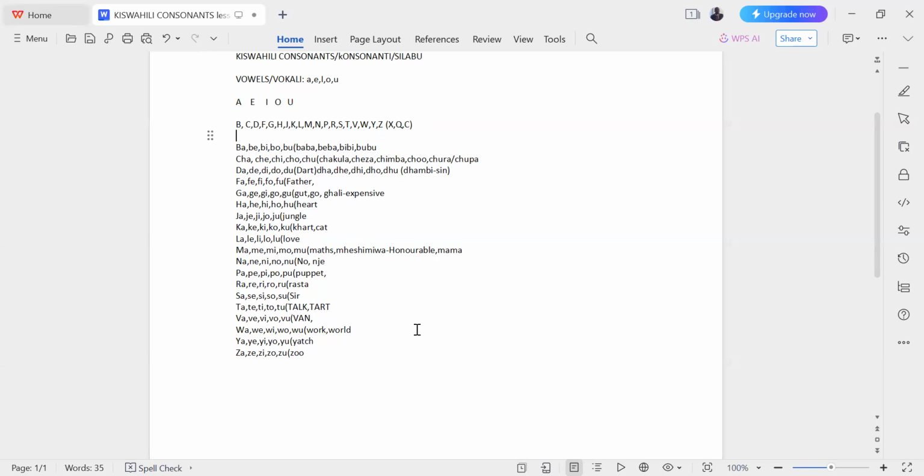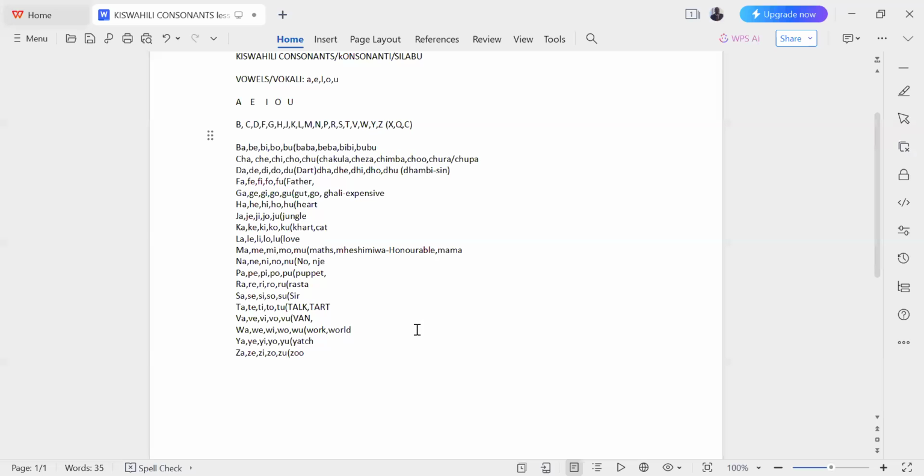So the consonants that we have in Swahili are only ba, which is B, cha, which is C, da, which is D, fa, which is F, ga, which is G, ha, which is H, ja, which is J, ka, which is K, la, which is L, ma, which is M, na, which is N, pa, which is P, ra, which is R, sa, which is S, ta, which is T, va, which is V, wa, which is W, ya, which is Y, and za, which is Z.